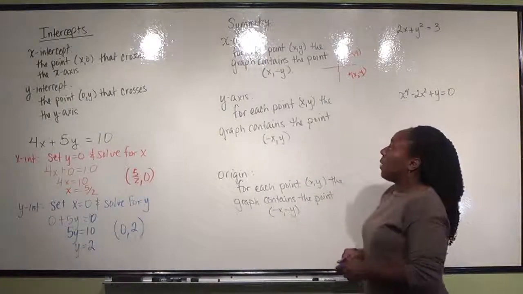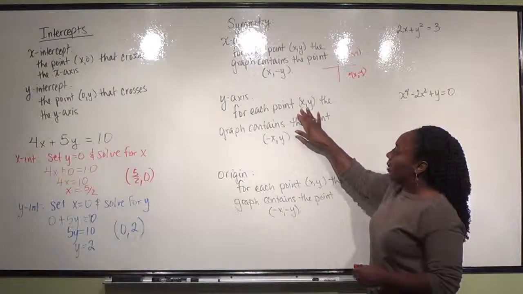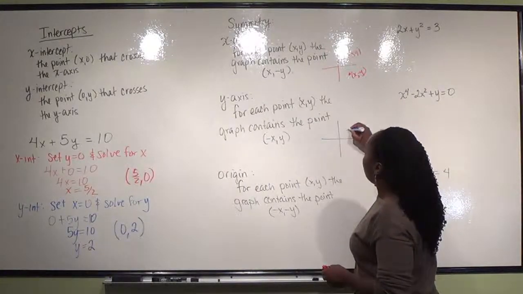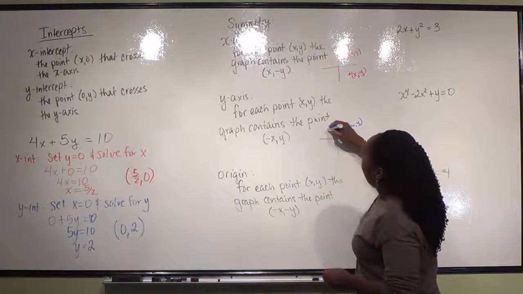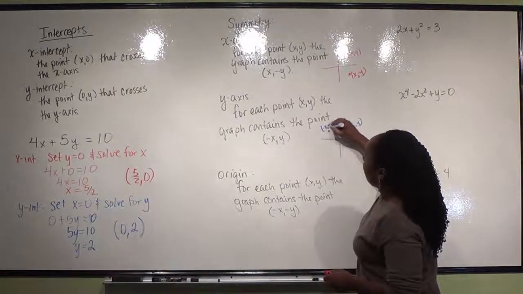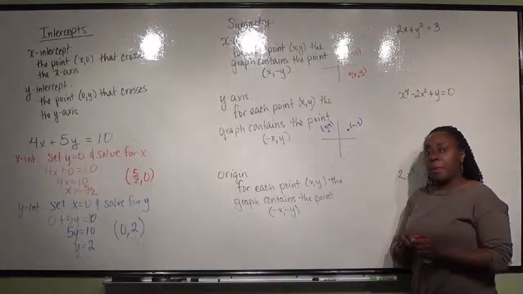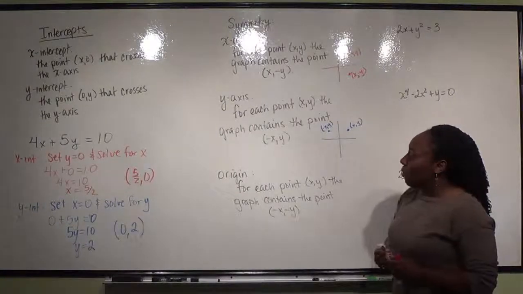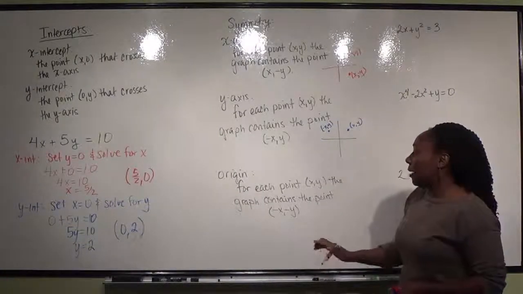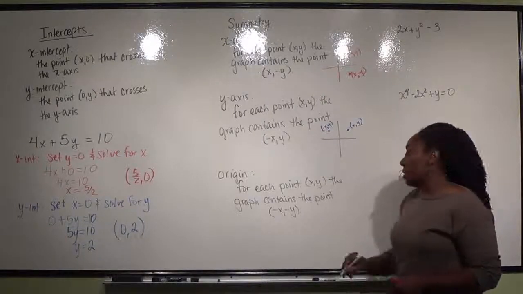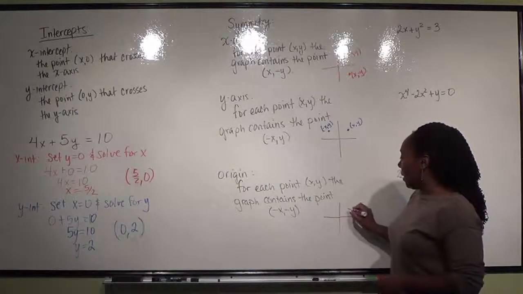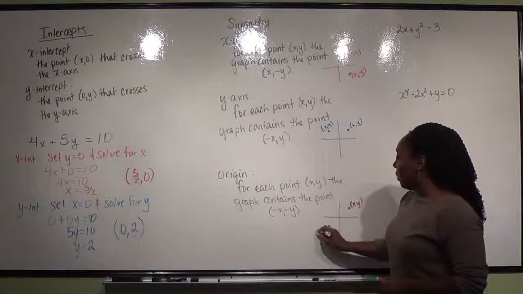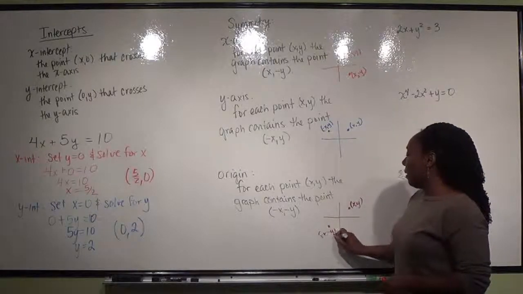For symmetry across the y-axis, that means for every point (x, y), there's a corresponding point (-x, y). Pictorially, if this is my point (x, y), then the corresponding point (-x, y) would be in my second quadrant. So again, it reflects about the y-axis. And then lastly, origin symmetry says that for each point (x, y), there's a corresponding point (-x, -y). If I have a point here, there's my (x, y), then my corresponding point (-x, -y) would be over there.